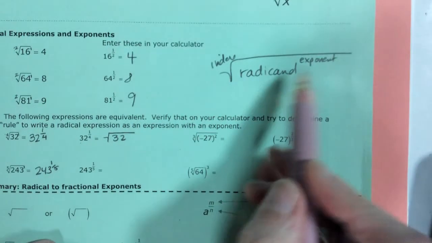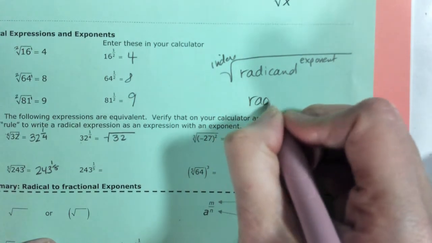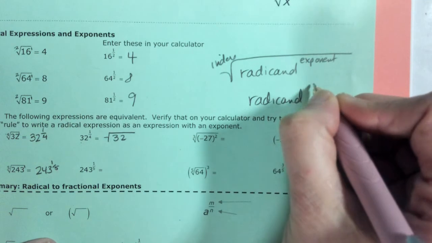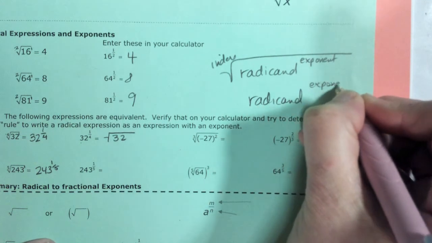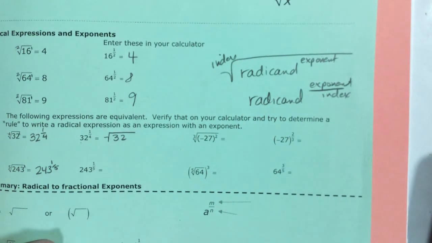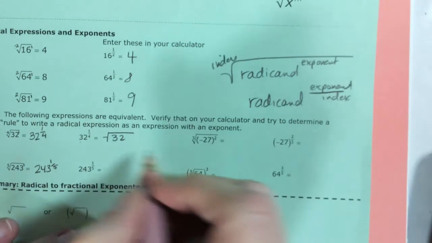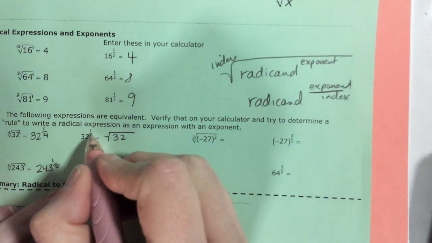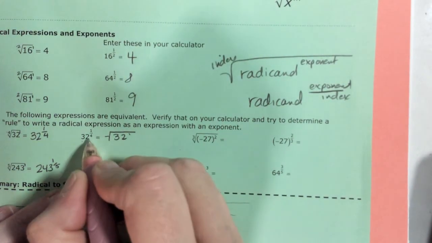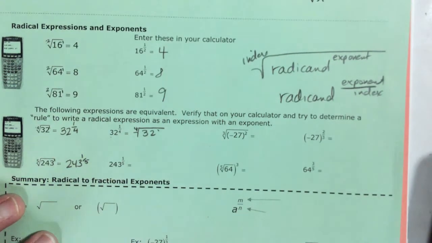So if I have the radicand raised to an exponent with the index on the outside, it is equal to the radicand to the exponent over the index. Okay, so these are equivalent, and we're going to write something that's not this crazy. Now for this one, the exponent is 1 and the index is 4. So I'm looking for the 4th root of 32. Look, they're the exact same thing.